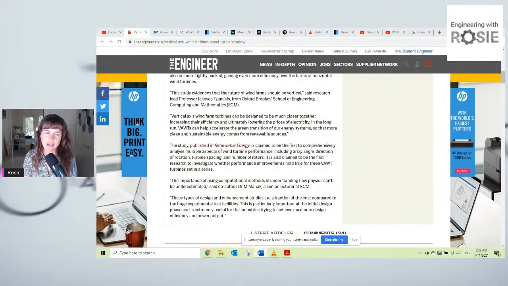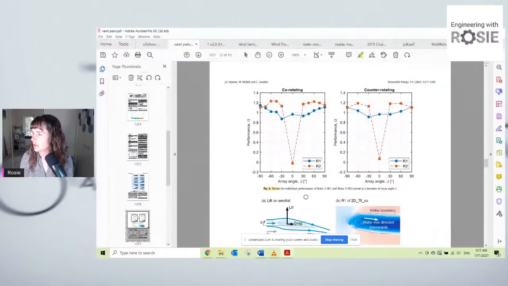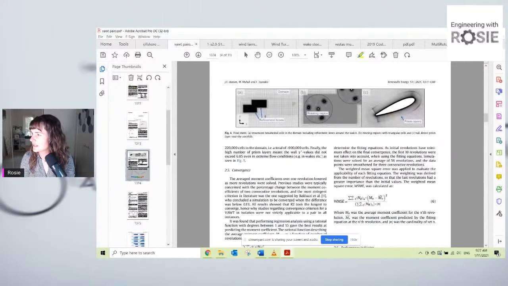So we see more extrapolation from the study. Remember, they did 2-dimensional studies of 2 to 3 wind turbines, and I can show again what their study, this is what their analysis looked like, right?